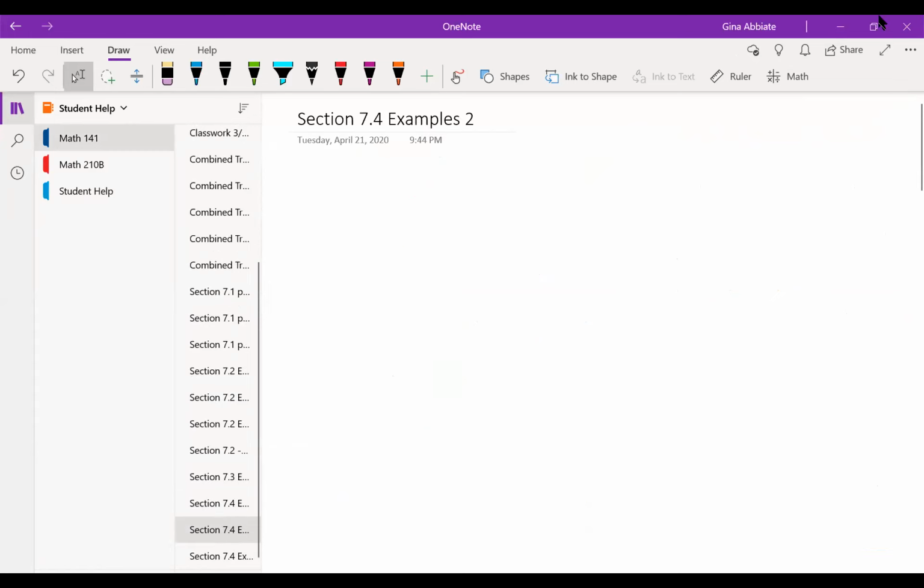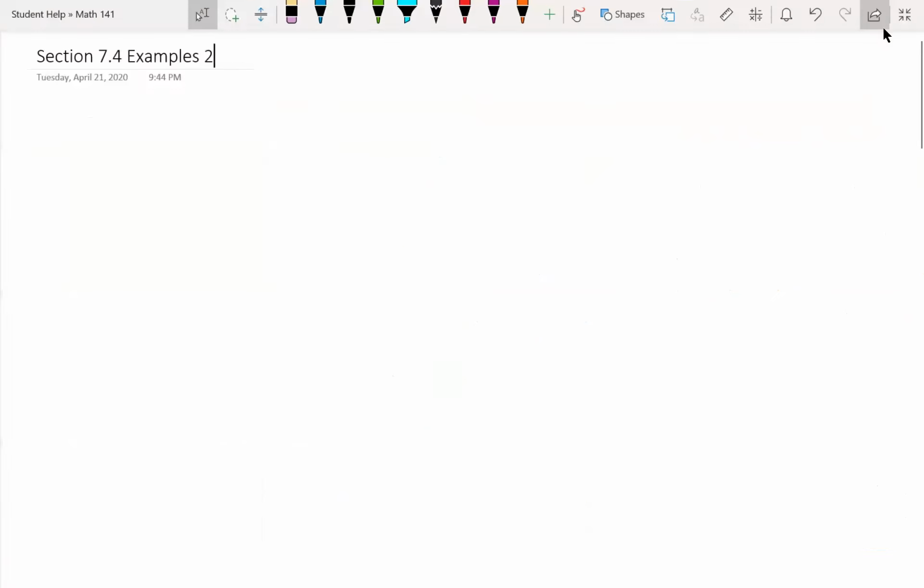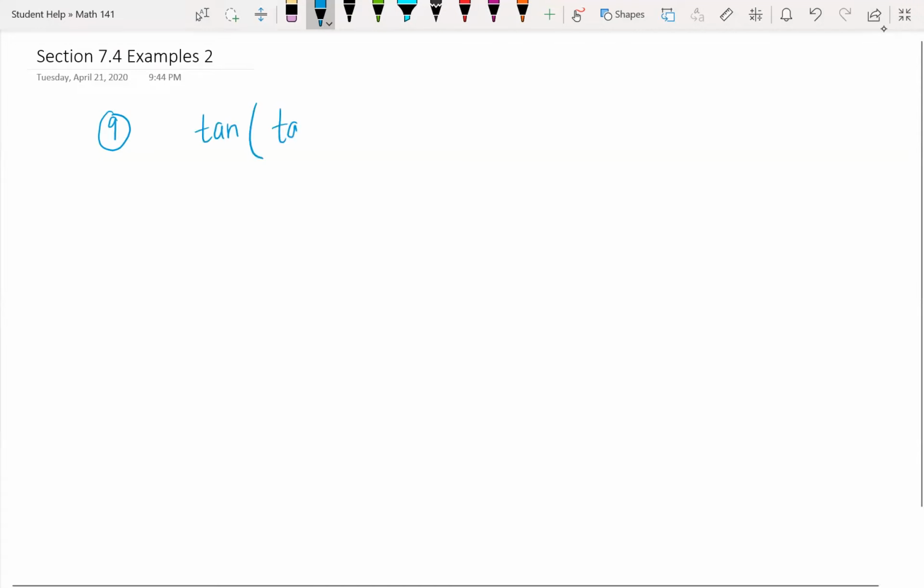The next set of examples are taking a trig function and an inverse function in combination. So these are going to be slightly different. Again, some of these can be entered in the calculator, some of them we need to do a little bit more analysis of. So this is number 9, I think. Let's take the tangent of tangent inverse, negative 4.2.